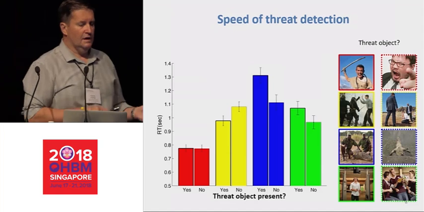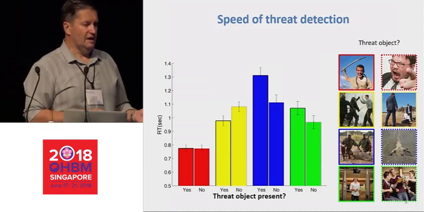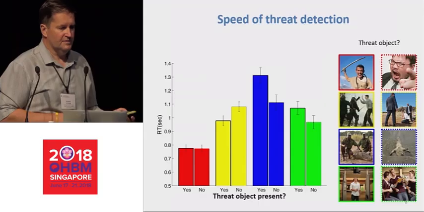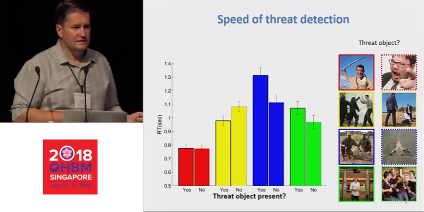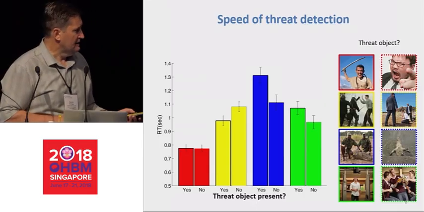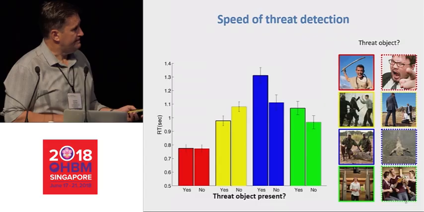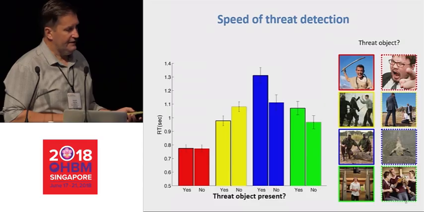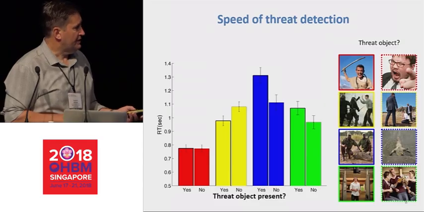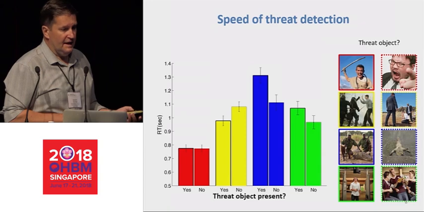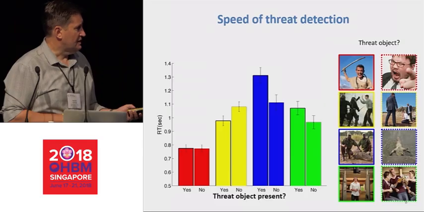Okay, so then we looked at the speed of threat detection by having subjects do a reaction time task in which they had to identify whether the scene had a threat object or not as quickly as possible. For direct threat scenes, so these are the conditions in which there is a weapon present or not, we had the fastest responses by far, then indirect threat, and then the threat aftermath were the longest latencies, which we did not predict at all.